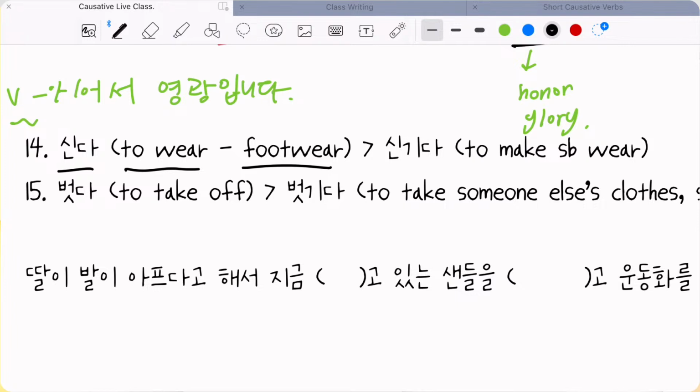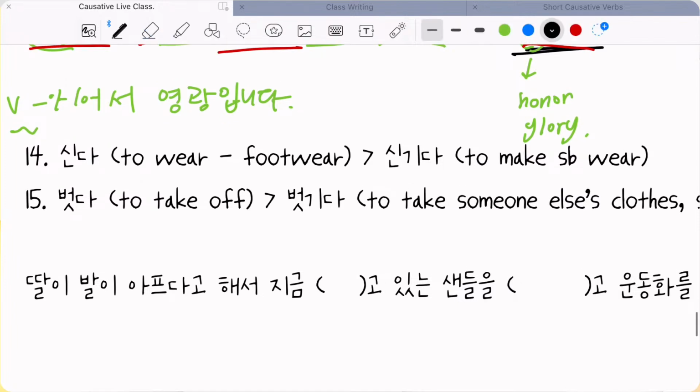Whatever footwear you wear, we use 신다, not 입다. 입다 is for clothing. 신다 is for footwear. It could be socks, sandals, or sneakers. 그리고 신기다 would mean to make somebody wear or to help somebody wear. You put shoes on their feet. It could mean that, or to help somebody put on shoes.